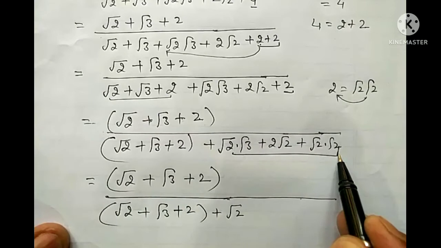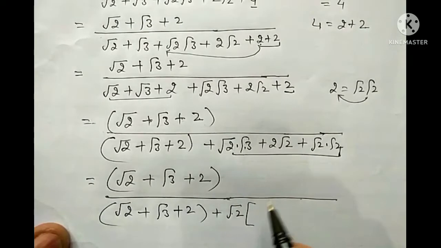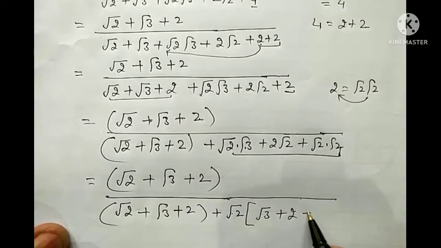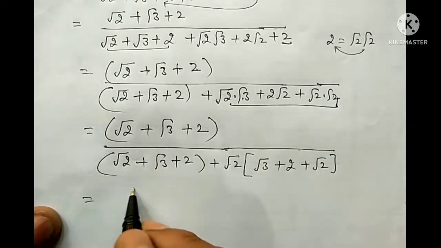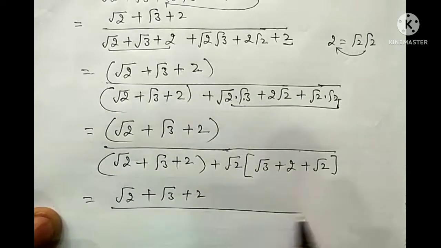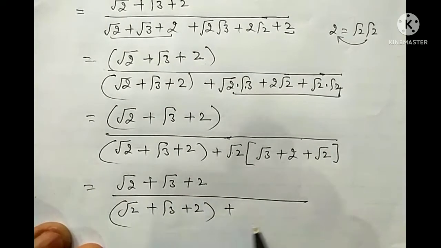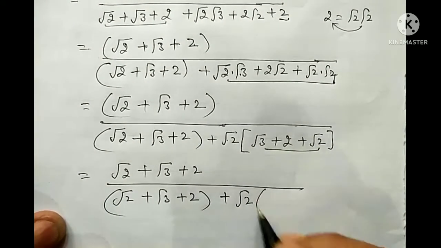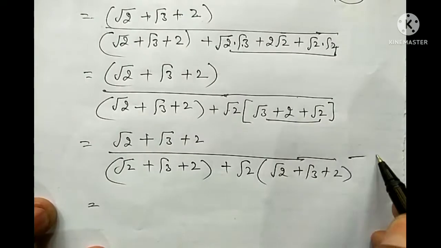Here square root 2 is common, then square root 2 taken outside. Here we are left with root 3, here 2, and here we are left with square root 2, and this is equal to, now further we rearrange this equation, root 2 times root 3 plus 2 over square root of 2 times square root of 3 plus 2 plus square root of 2. Rearrange this: square root 2 plus square root 3 plus 2. This is equation number 1.